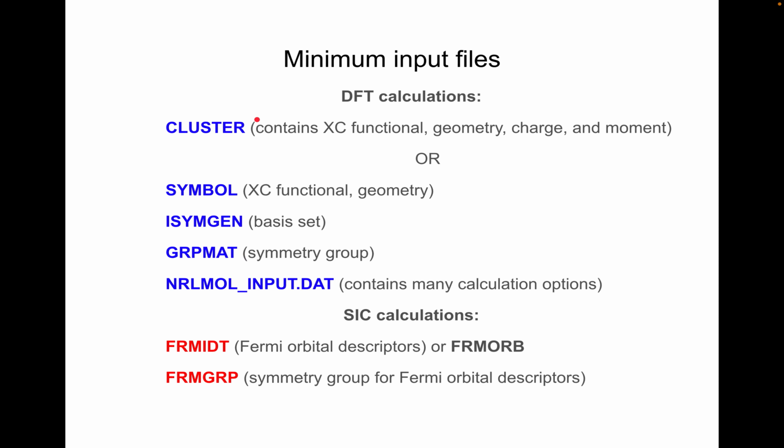The cluster file contains the exchange correlation functional name, the geometry of your system, and the charge and moment of your system as well. Alternatively to the cluster file, you can also use the symbol file, which contains the geometry and exchange correlation functional, and the ISIMGEN file that contains the information about the basis set, and the GRPMAT file, which contains the symmetry group information. Now, when you start your calculation from the cluster file, it will generate those 3 files automatically.